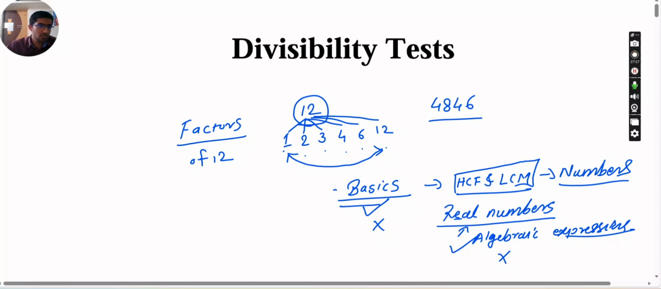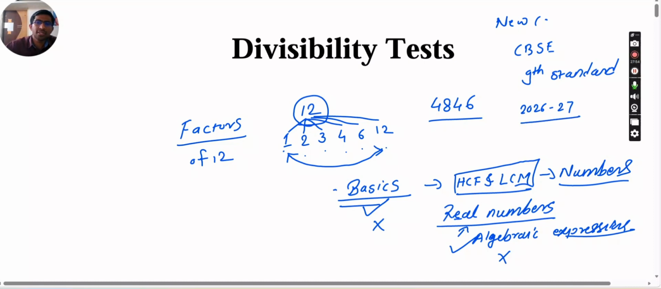And for the students who are in the 9th standard, in some next videos I'm going to explain the new curriculum that CBSE has developed for ninth standard. For the students in the ninth standard for the academic year 2026-27, there is a new syllabus. This syllabus we will discuss in the next video after the HCF and LCM.